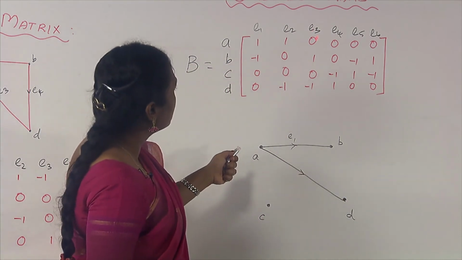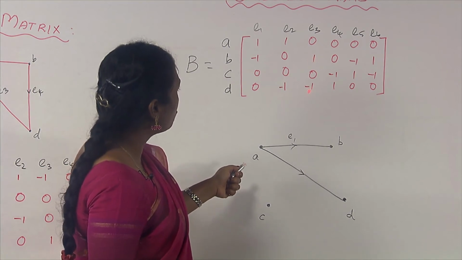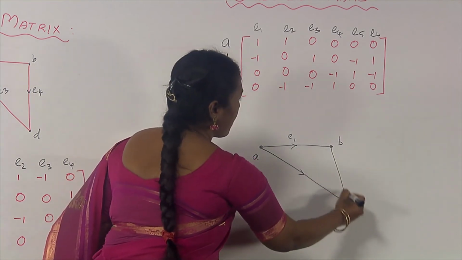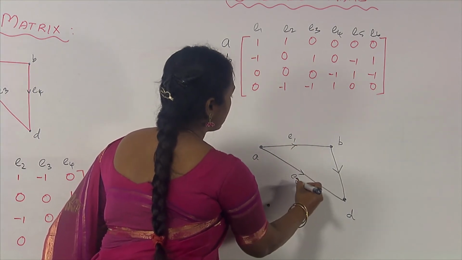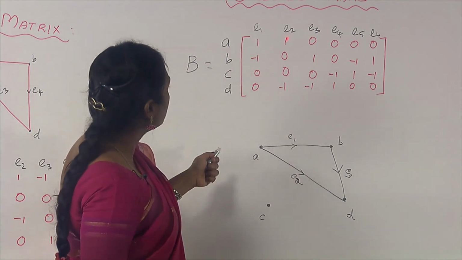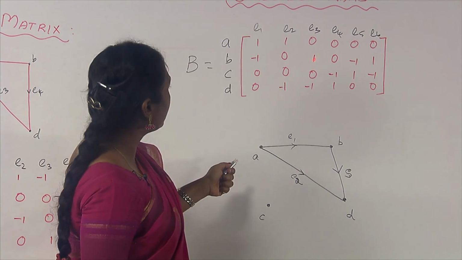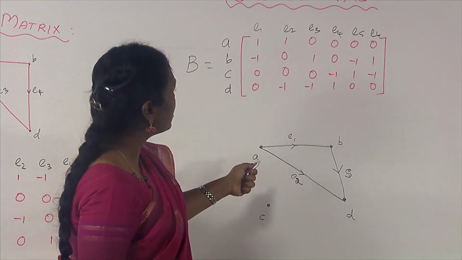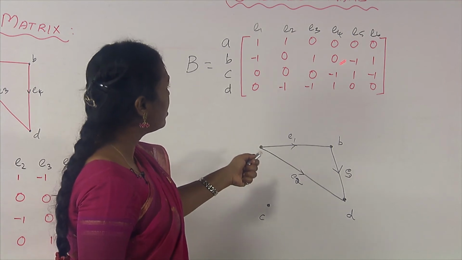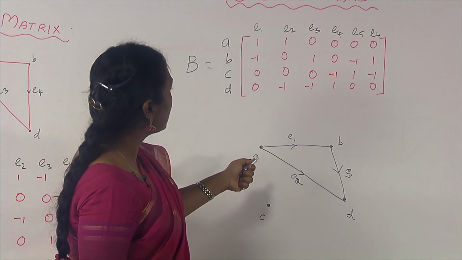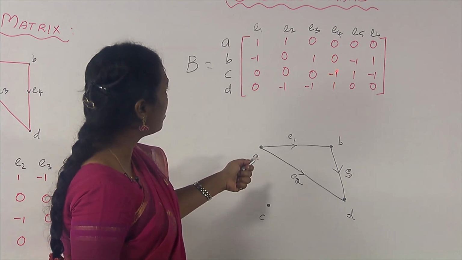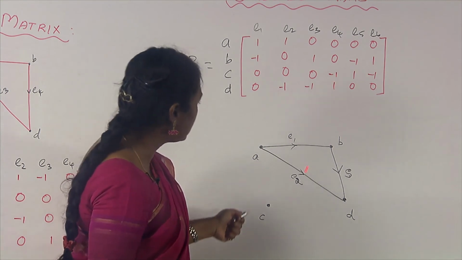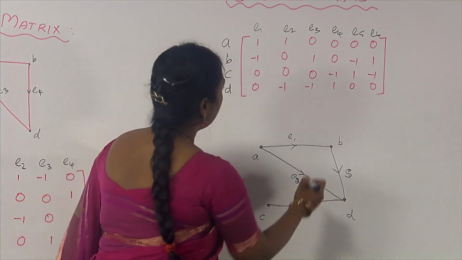Then the third one, E3, here it is going from B, then here it is -1. So E3 is starting from B and going to D. Yes. Next E4. E4 is again here -1 and 1, the rest are all 0, which means there are no connections between the other vertices. So it is starting at D and going to C, because C is coming inside, that is why it is -1. So D to C. This is your E4.